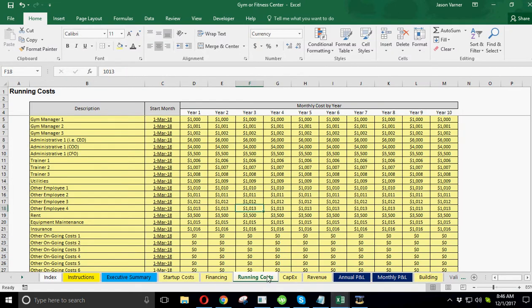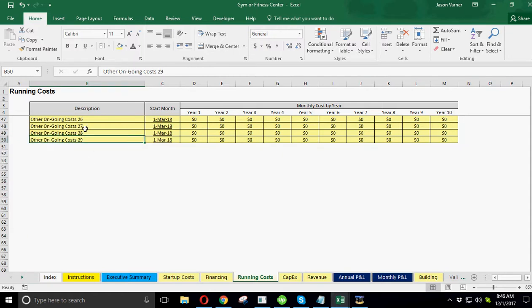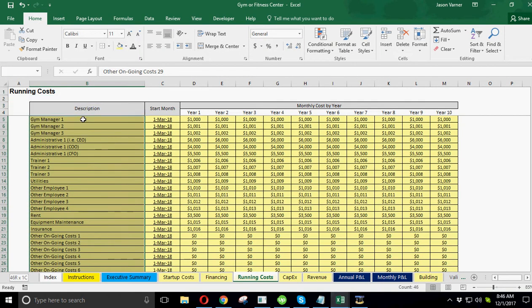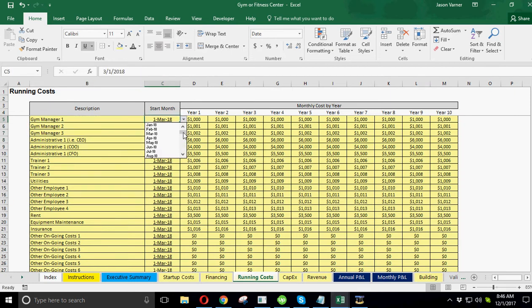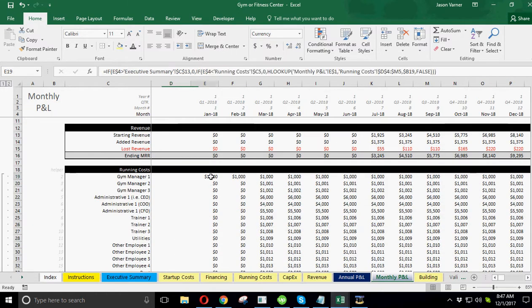Now we've got running costs. So here you can enter the description. We've got GMs, CEOs, trainers, employees, whatever cost. There's a total of 46 fields. So you enter the description. You could change any of these to whatever you want. You pick the month that you plan on the cost starting, which if I put January for Gym Manager 1, you can see in the monthly. If I go to Gym Manager 1, that starts now in January. I've got the rest of them starting in March.